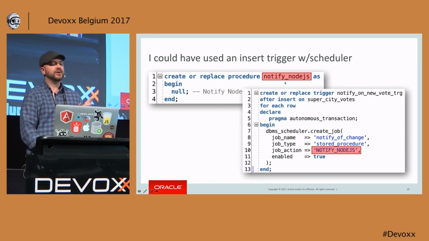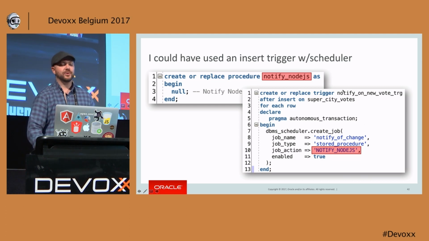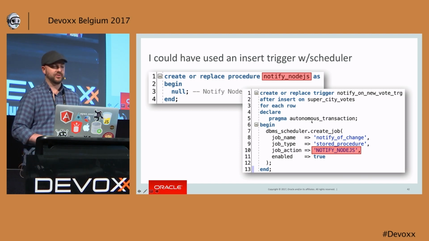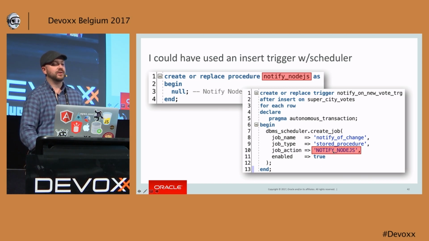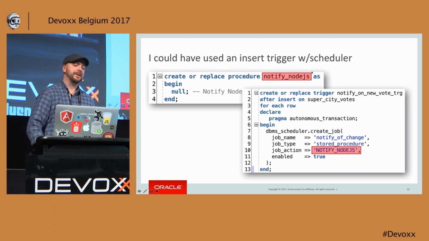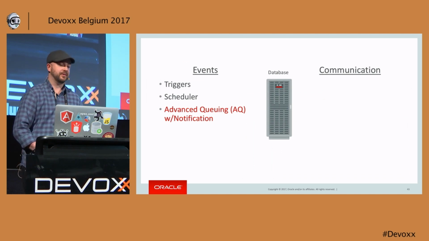So I could have combined these two technologies. Here I have a procedure. Again, the implementation we're not looking at just yet, but this is the procedure that's going to notify Node.js, and it's called, aptly, notify Node.js. So now in the trigger, all I needed to do is declare it as a pragma autonomous transaction. It's a transaction within a transaction. And then call create job, and job action is just notify Node.js. It's just pointing to that procedure up there. So now it's going to invoke that whenever the insert occurs. So this would have worked. Maybe not the best option, but it would technically have worked. Maybe that's going to be the best option in some databases.